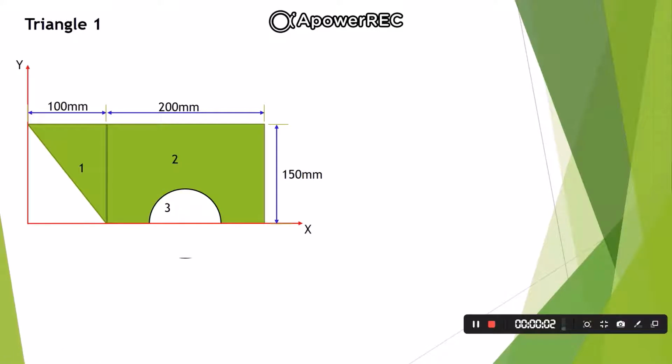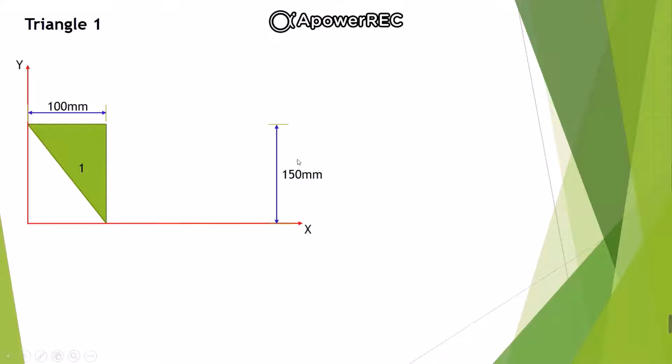Now to locate the centroid of the composite section, we need to locate the centroid of the simple figures first. For that, we will consider the simple figures one by one. Let us take the first one, that is the triangle. So here we will remove the rectangular section as well as the semicircular section, and we will try to locate the centroid of this triangular section. Now how will you locate the centroid of this triangular section? Let us assume that G1 is the centroid of the triangular section.